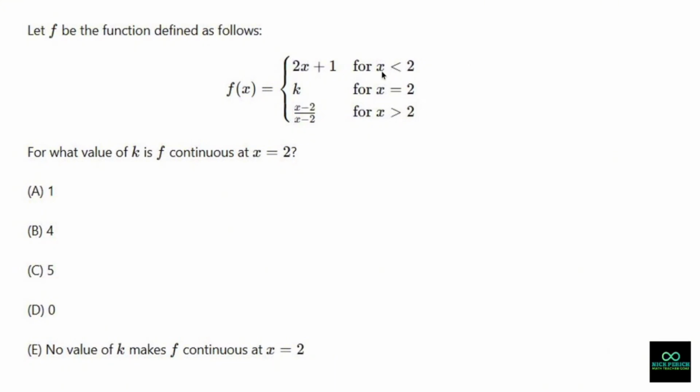So basically, what we need to do is find out what k is going to make these guys continuous. Okay, so for this one, if I were to plug in 2, because keep in mind, we have ourselves a piecewise function, magic happens at 2.